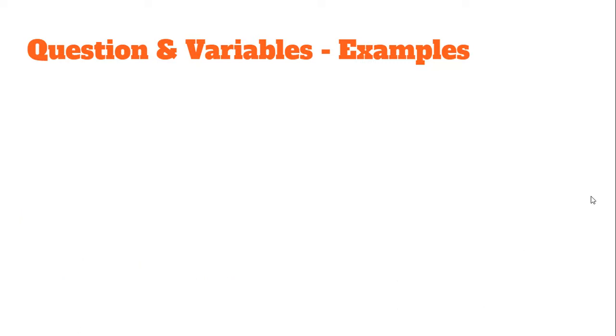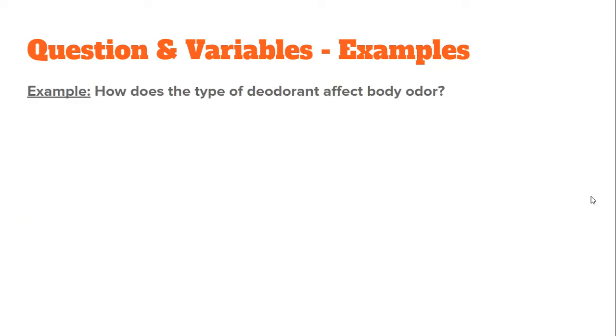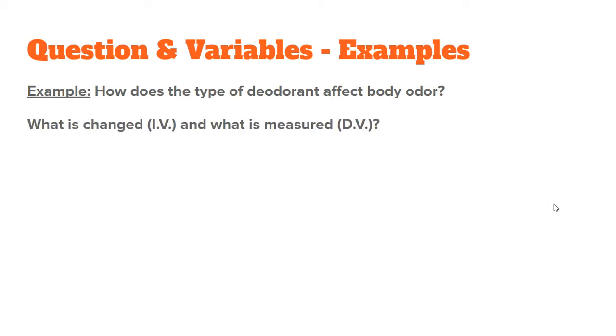Let's take a look at another example. How does the type of deodorant affect body odor? Think about what two things they're talking about. Think about what thing is changed and what thing would be measured. Did you say that the independent variable would be the type of deodorant? Did you say that the dependent variable, or what's measured, is the body odor?